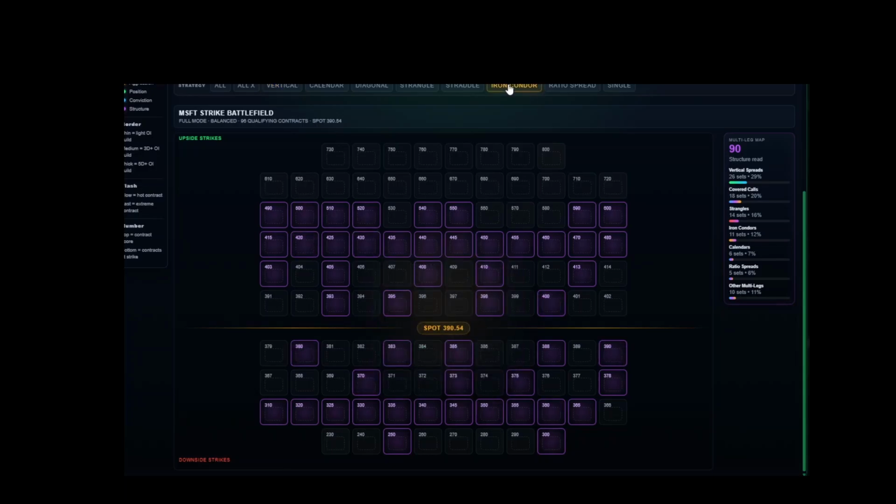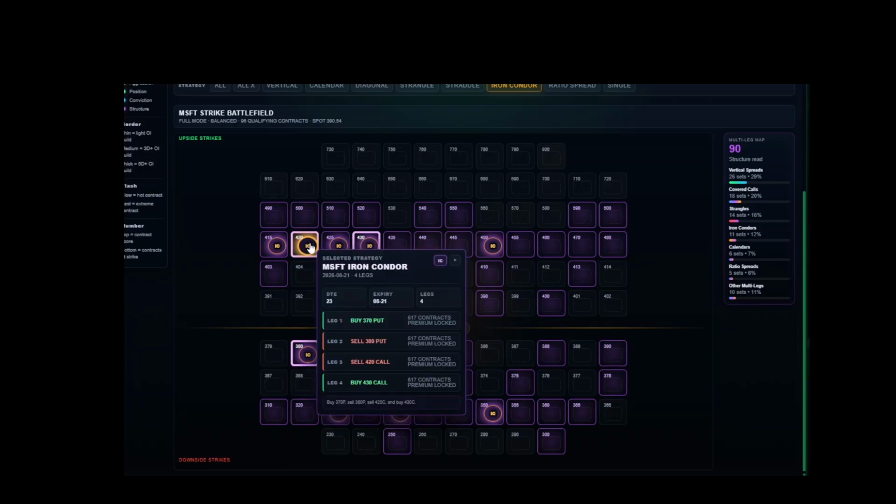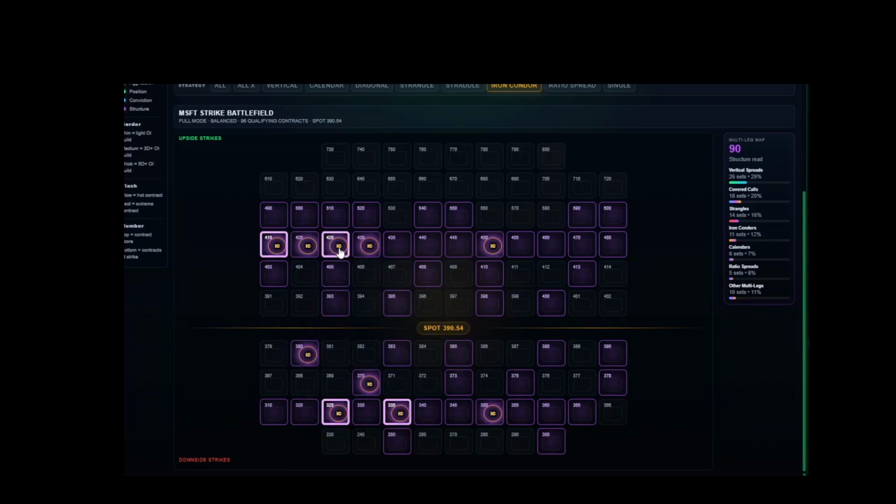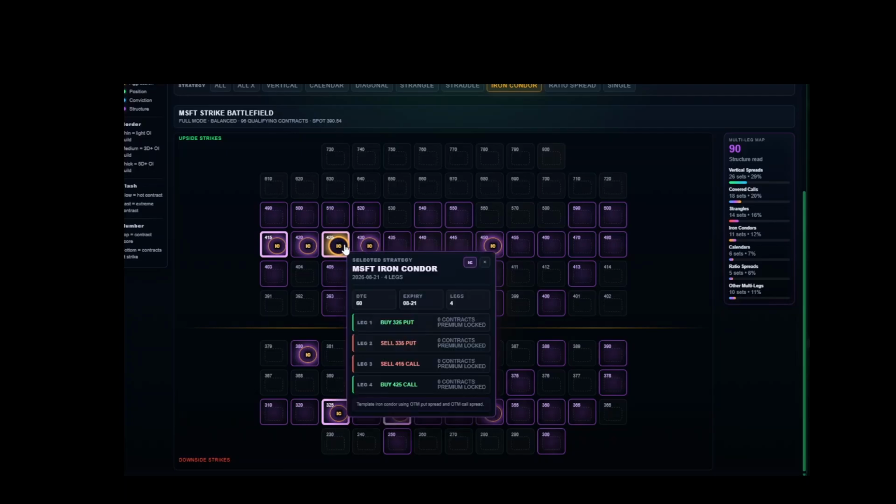Okay, let's move on to the iron condors. These are interesting positions. Iron condors are a commonly placed strategy, often used by firms to collect premium.